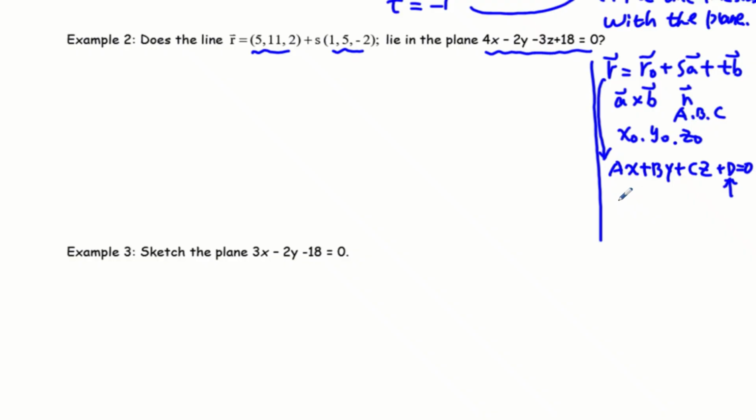And if the plane is not given in the Cartesian equation form, but given in the parametric equation form, so it's x equals x0 plus sa1 plus tb1, y equals y0 plus sa2 plus tb2, z equals z0.